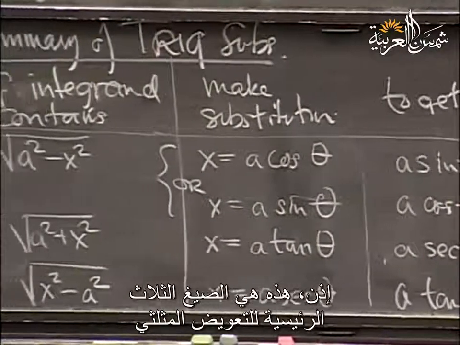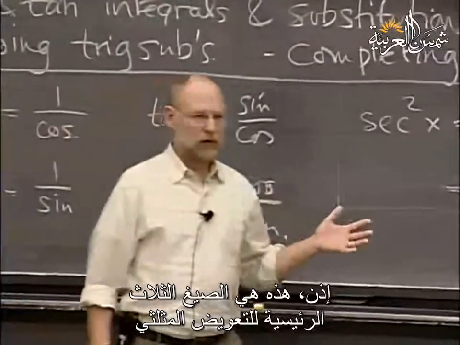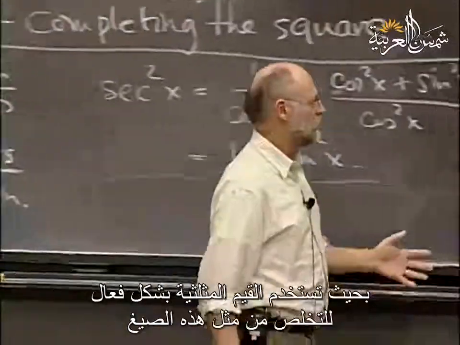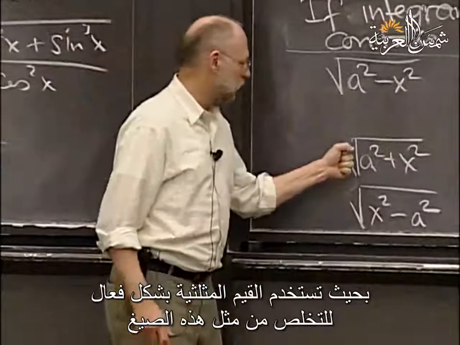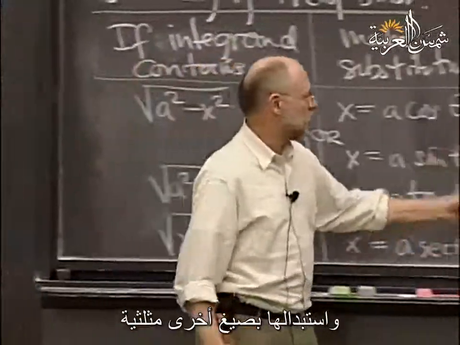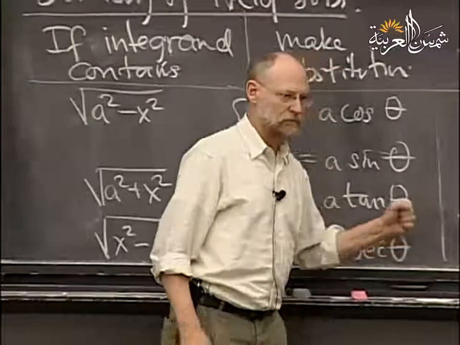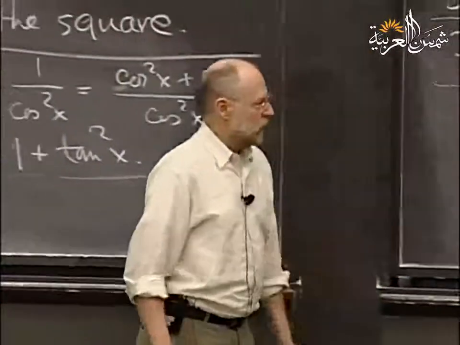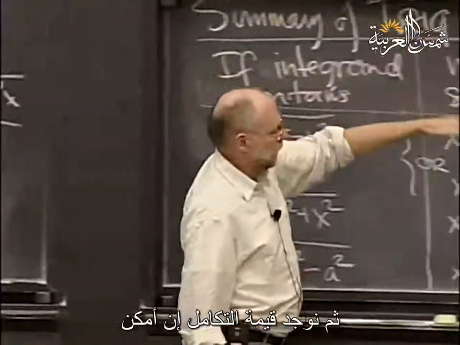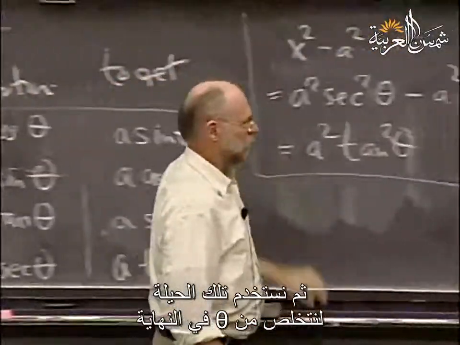So these are the three basic trig substitution forms, where trig substitutions are useful to get rid of expressions like this and replace them by trigonometric expressions. Okay. And then you use this trick. You do the integral if you can, and then you use this trick to get rid of the theta at the end.